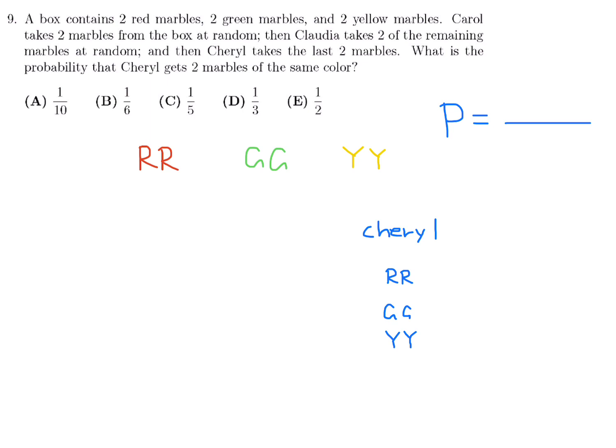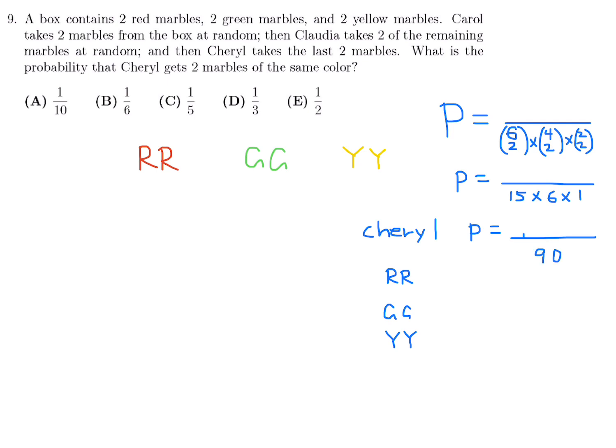Okay, well, first let's figure out the total number. Well, the total number is from the initial 6, you choose 2. And then from the remaining 4, you choose 2. And then from the remaining 2, you choose 2. So that is going to be what? 15 times 6 times 1. So that is 90. So it's some numerator over 90. And that numerator is what I have to now figure out.